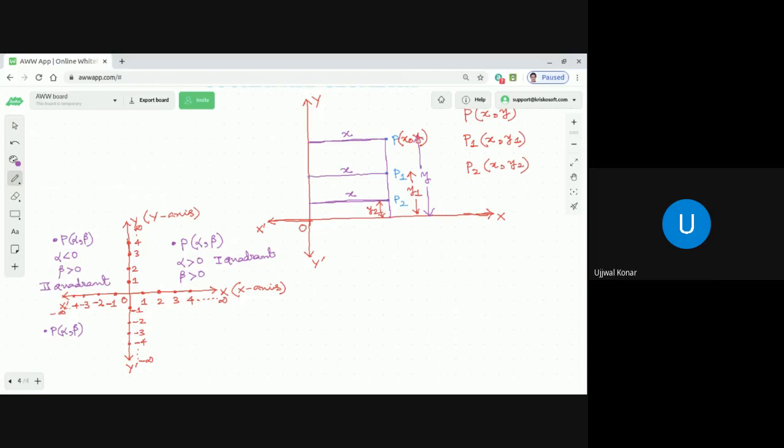If you locate a point alpha, beta in that second quadrant, along the x-axis I need to come like this. As I'm coming towards the left, it is negative, right? After that I'm going up above the x-axis. Above the x-axis, the y coordinate is positive. So here I'm coming left and then going above the x-axis. So x is negative because it is left of the origin, but as it is above the origin, y is positive.